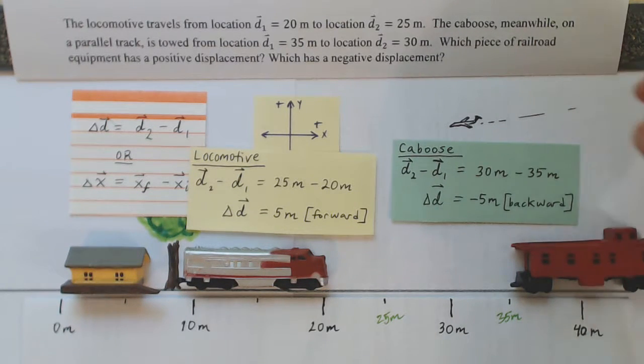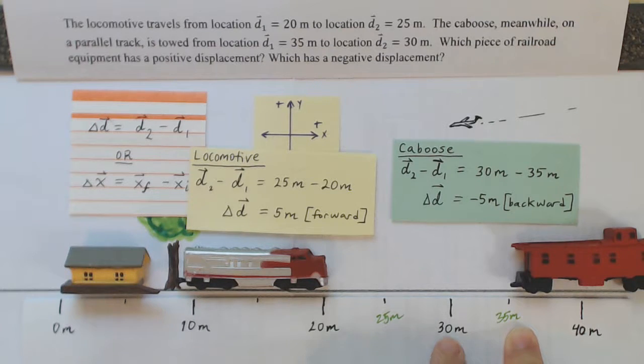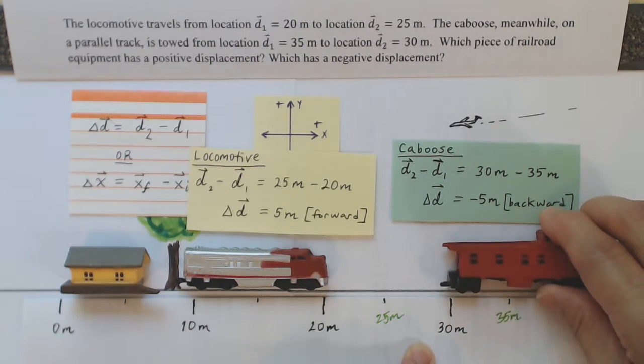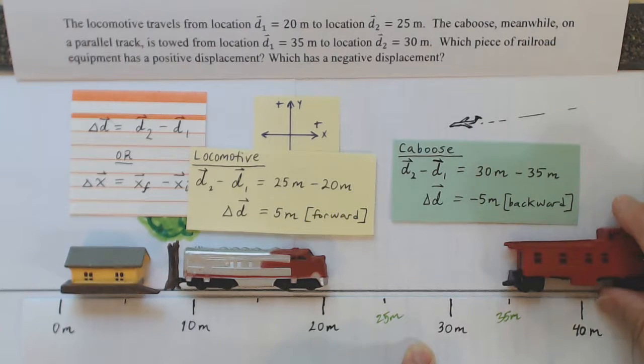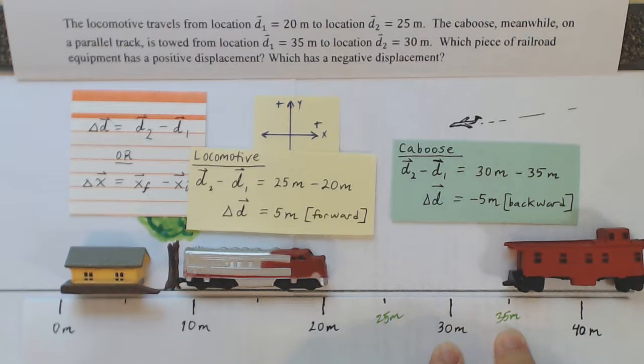And then in the case of the caboose, D2 minus D1, position 2 minus position 1, is 30 meters minus 35 meters, so it starts here and goes like this. That is 30 minus 35 is negative 5 meters, and in this case the negative means that it has moved backwards with respect to the origin of our axis.